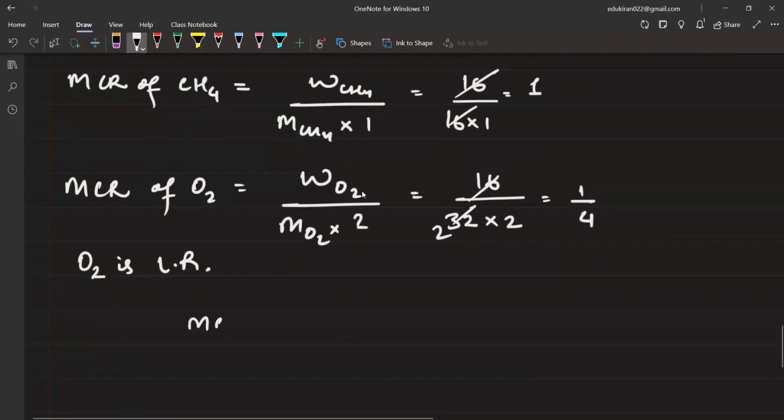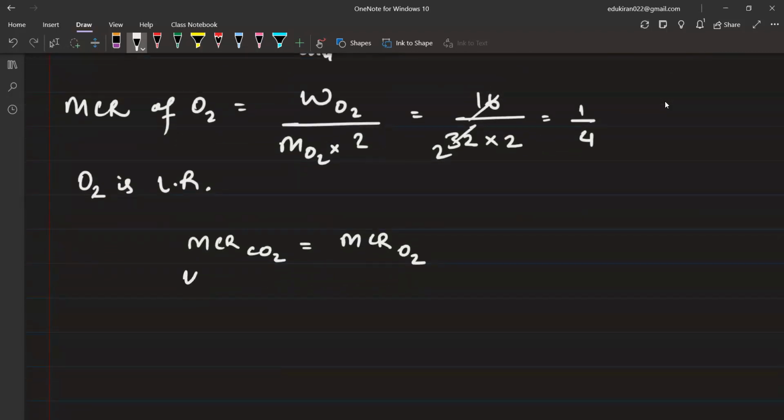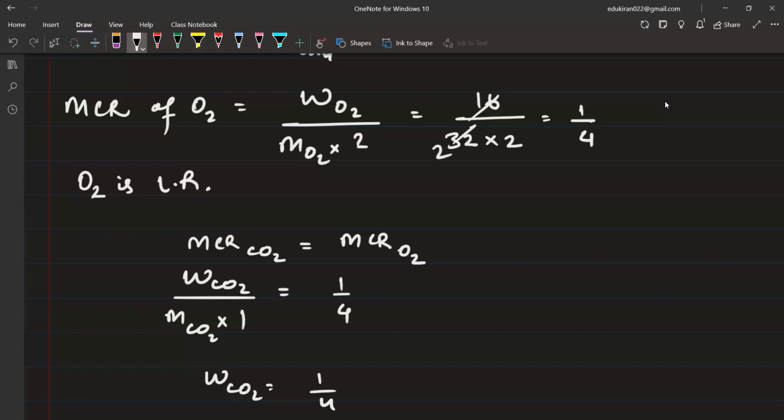MCR of CO2 will be equal to MCR of O2, the limiting reagent. O2 is the limiting reagent, right? So MCR of CO2 will be the given mass of CO2 divided by the molar mass of CO2 multiplied by the stoichiometric coefficient, that is equal to 1. MCR of O2 we have already found, it is equal to 1 by 4. है ना? So now the mass of CO2 formed will be equal to 1 by 4 into the molar mass of CO2, that is equal to 44. You will cancel this, you will get 11 grams.